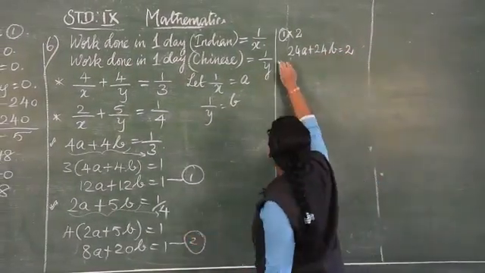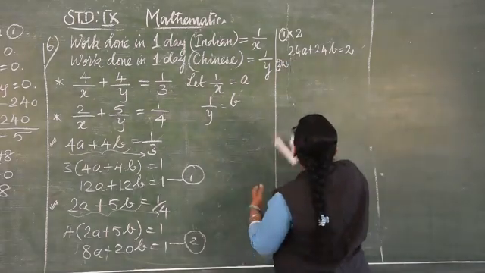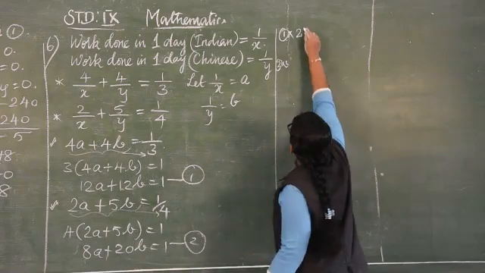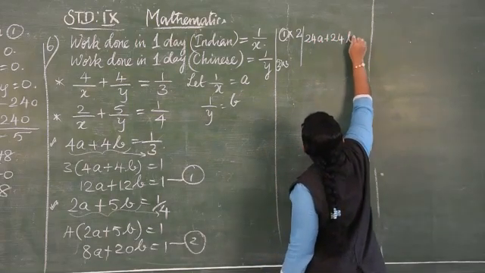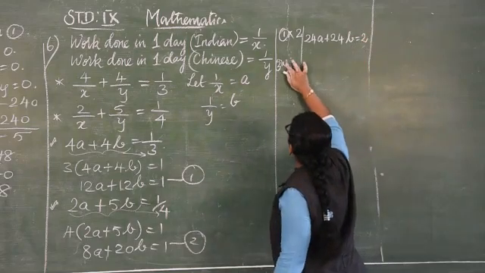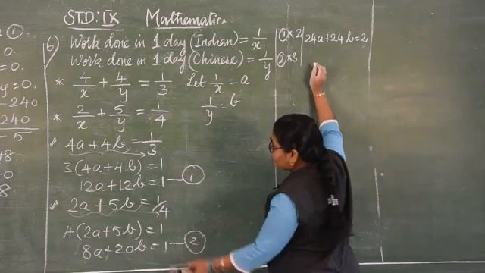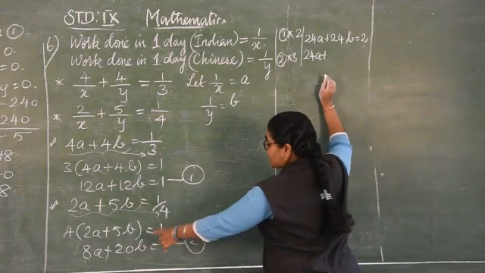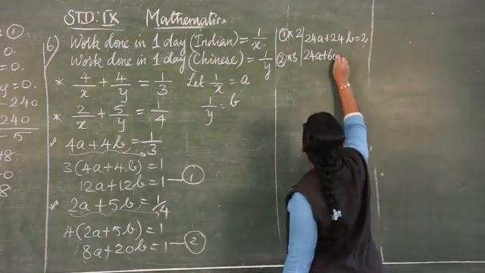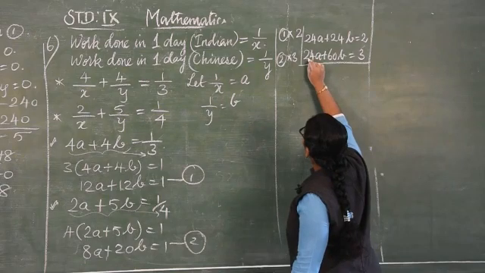And second equation into 3. So here also, again I will be writing 24a plus 24b is equal to 2. And the second equation into 3. So 8 3s are 24a plus 2 5s are 60b again is equal to 3. Now we got both the values the same.